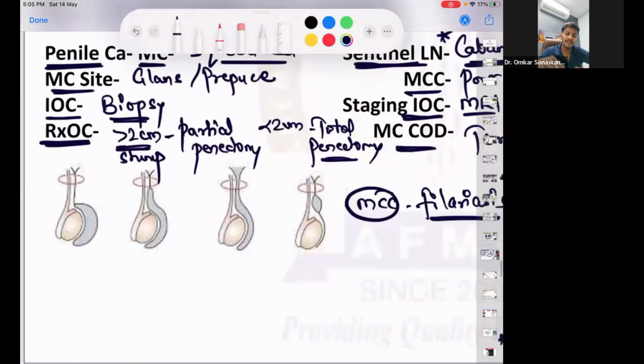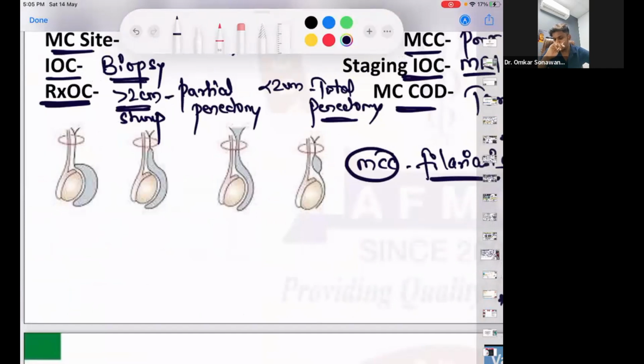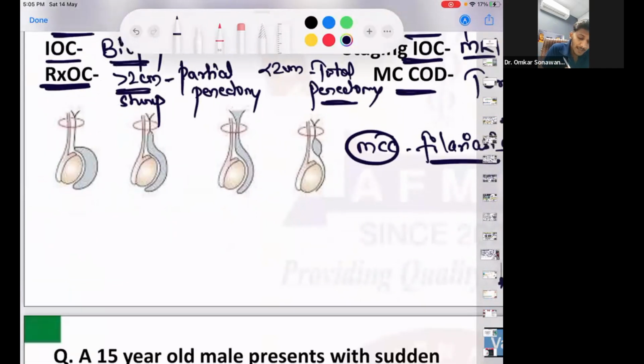Okay, most common causes: filariasis. There can be various types of hydrocele. The most common type of hydrocele, when the swelling is only limited up to the scrotum. So the most common type of hydrocele, anybody? Most common type of hydrocele when the swelling is only limited up to the scrotal sac.